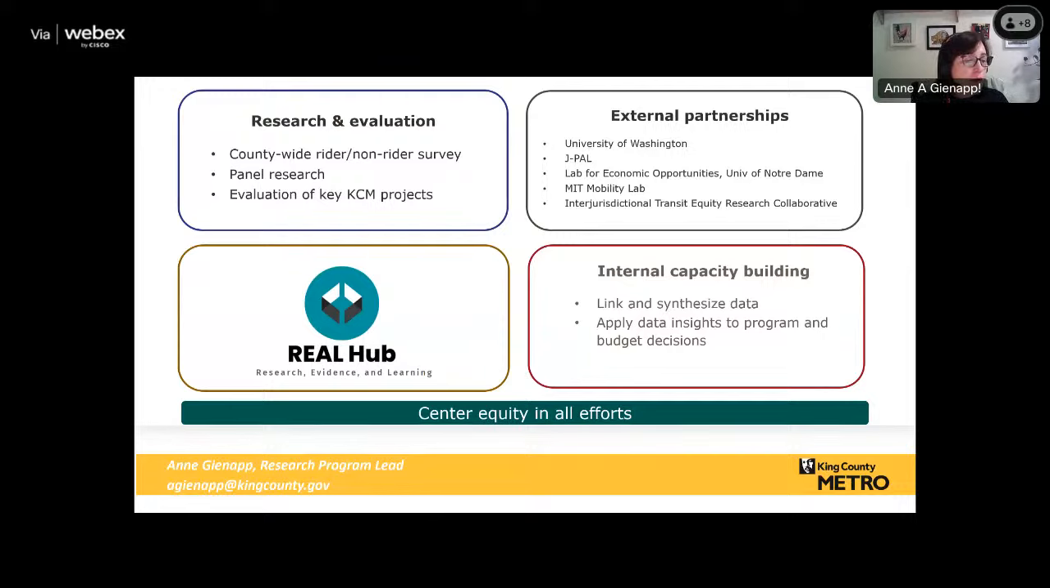And another way that our team brings value, I think, to the organization is by really synthesizing data across multiple sources. And we've created this real hub, the research, evaluation, and learning hub that makes all different kinds of data, research examples, and other resources, including lots of short syntheses of data from across our agency and beyond, to support the various efforts and initiatives within our agency.